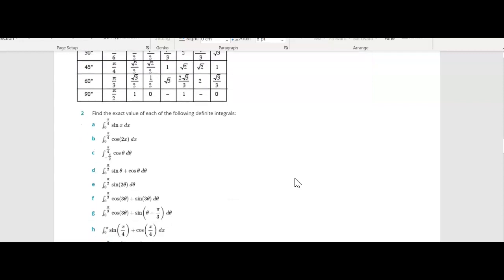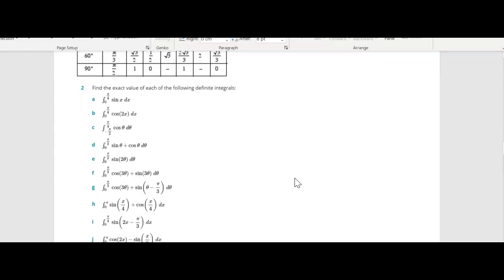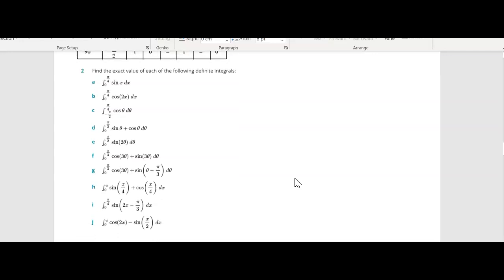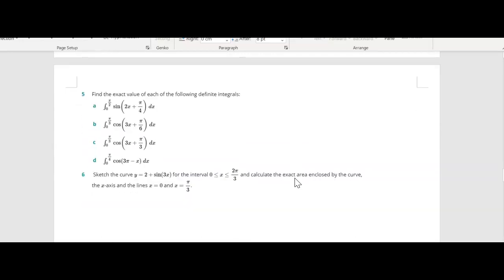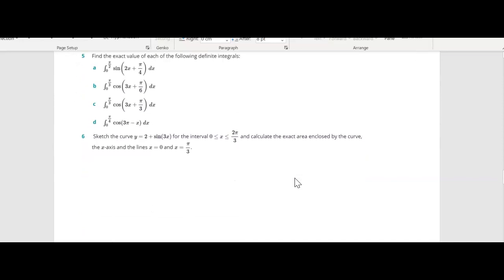Okay, so in question 2, just like we've been doing with any definite integrals, we're going to find the antiderivative and then substitute in our value of b and then subtract the substitution of a. All right, so you can see we've got a whole mix of questions there. Obviously, I'm not going to do every single one because we don't want this video to take on forever. And then we're going to do a few harder ones. And then in question 6, we're going to look at sketching and then the area, etc.